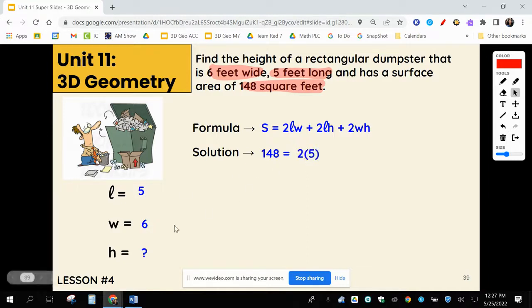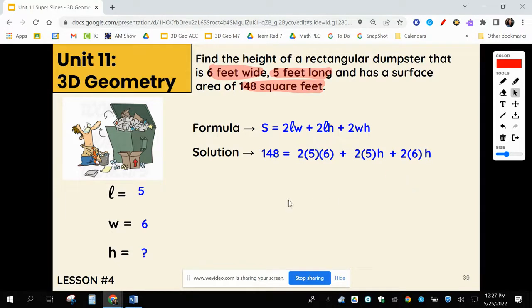W. Do I know W? Yes, it's 6. Plus 2. Do I know L? Yes, it's 5. Do I know H? No, so I'm going to leave it as H. Plus 2. Do I know W? Yes, it's 6. Do I know H? No, I'm going to leave it as H.